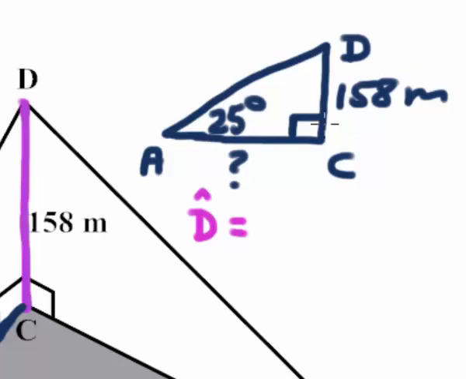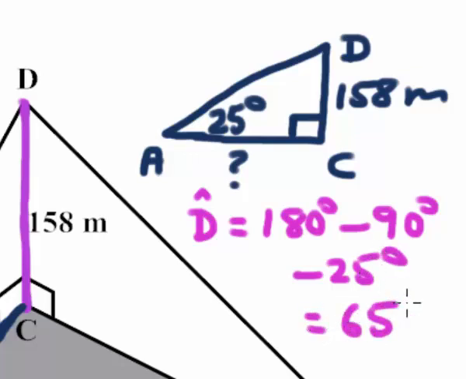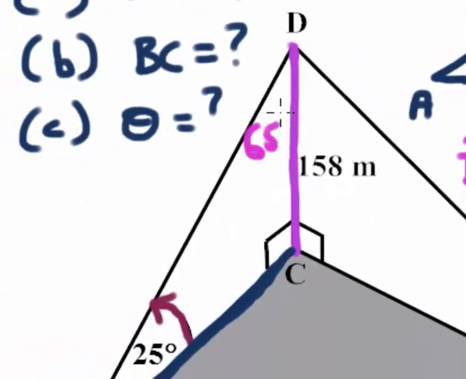Well, if you think of it, they all add up to 180. So this missing angle would have to be 180 less the 90 degrees less the 25. Work that out and you get yourself 65. So this angle here is 65 degrees. So let's put it into there, 65 degrees.